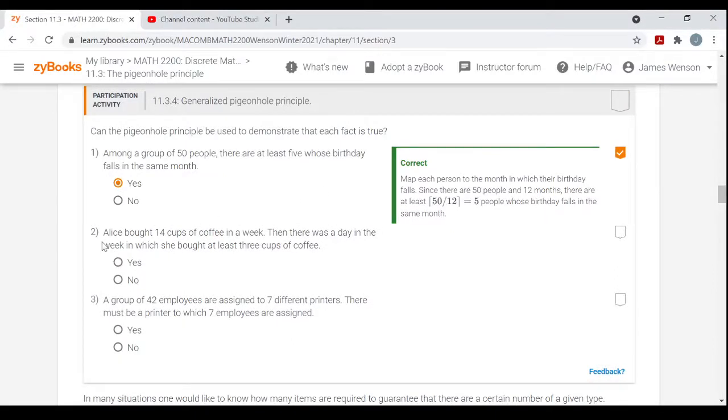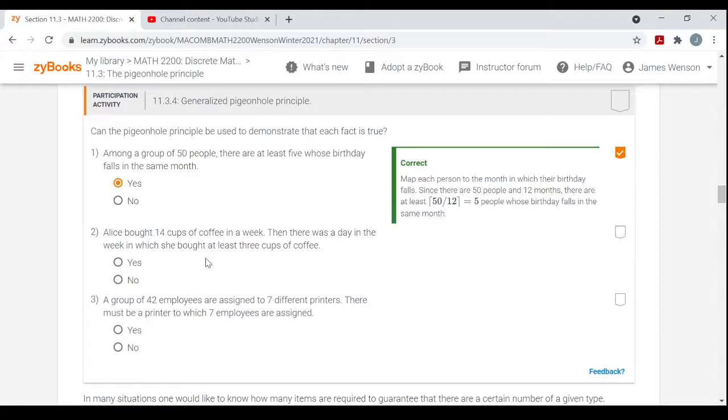How about this one? Alice bought 14 cups of coffee in a week. Can you say that there was a day in the week in which she bought at least 3 cups of coffee? No. She could buy 2 every day. There are 7 days in the week. Each cup of coffee is in the domain, so 14 elements in the domain. Every day of the week is in the target, 7 elements in the target. 14 divided by 7 is 2. And the ceiling of 2 is 2. Remember, the ceiling of an integer is itself.